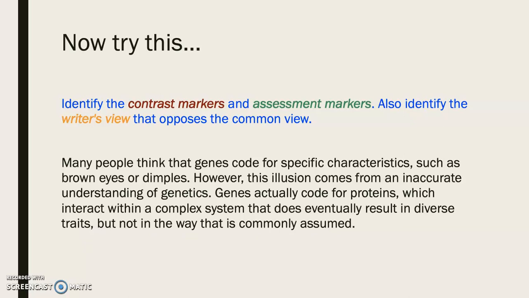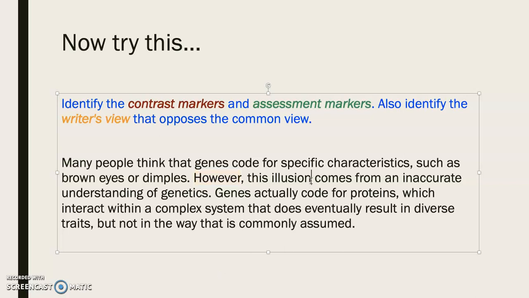So first, can you find the contrast marker? Here it is. However, that is the contrast marker. And now, can you find the assessment marker? There's actually 2 assessment markers here.